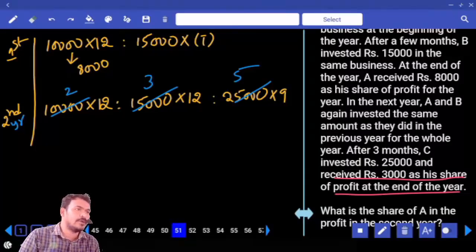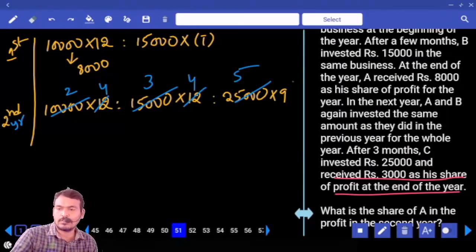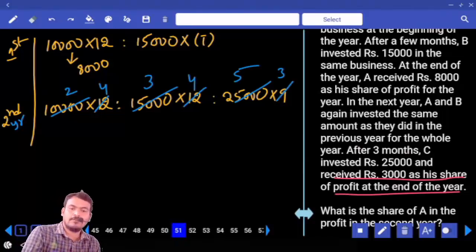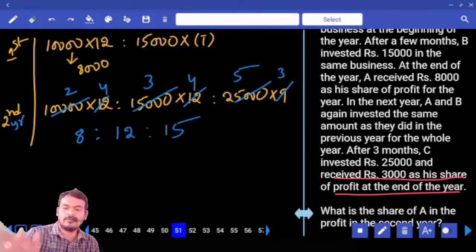All are in 3 multiples. 3 how many times? 4. 3 how many times? 4. 3 how many times? 3 times. What is the first one? 8 parts. Second one? 12. Third one? 15 parts or not?